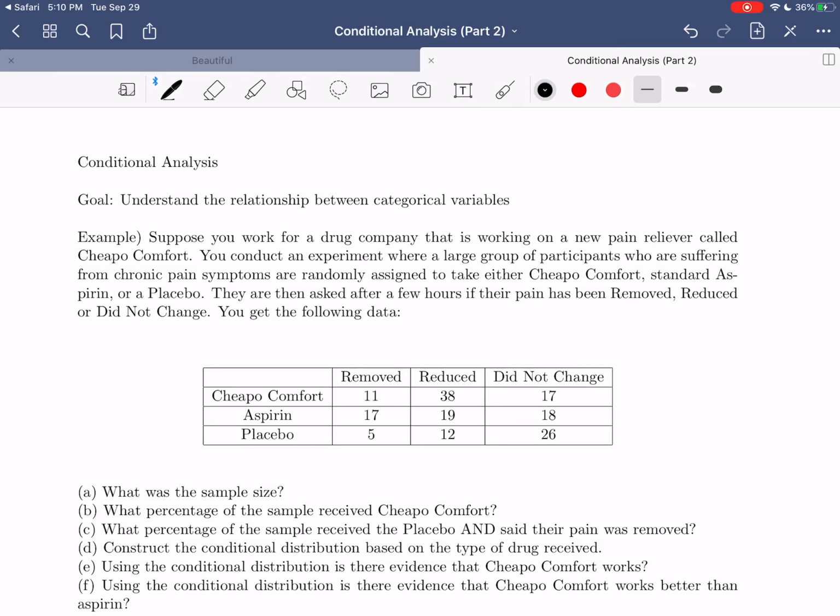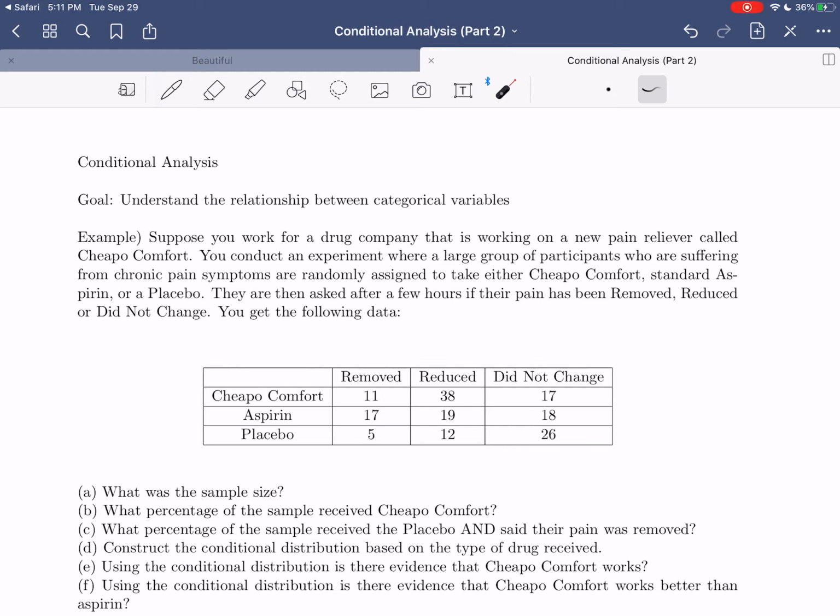In today's video, we're going to continue on with our next major topic, which is conditional analysis. In the previous video, we spent some time introducing conditional analysis, what the goal was, which was to understand the relationship between two categorical variables. And we talked about a couple major aspects of this analysis. We discussed the main organizational technique for understanding data that's been categorized according to two categorical variables. That was what we called the two-way table.